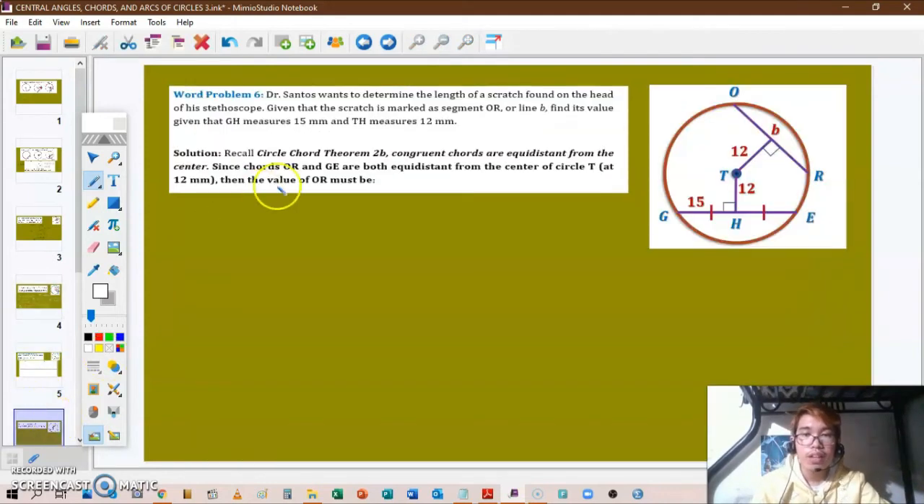And then for our sixth problem here, Dr. Santos wants to determine the length of a scratch found on the head of his stethoscope. Given that the scratch is marked as segment OR, or line B, find the value given that GH is equal to 15 millimeters and TH is 12 millimeters. For this problem, guys, we need to find the value of line B.